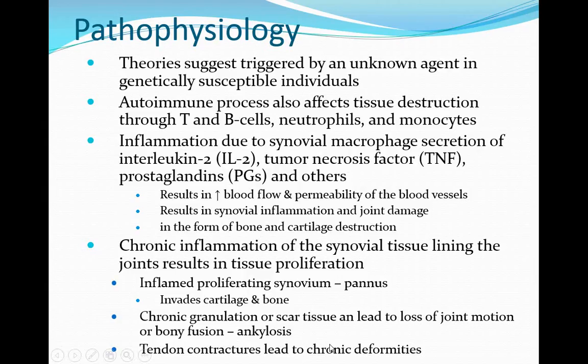And the basic thing that happens is damage to the bones and damage to the cartilage. And this chronic inflammation will occur over time, and it results in tissue proliferation. And what you'll have is an inflamed proliferating synovium, which is called pannus, and sometimes you'll see that on an X-ray, and it will invade the cartilage in the bone. And eventually, over time, the tissues will scar, and you'll end up not being able to move it, and you'll end up with tendon contractures and permanent disability.